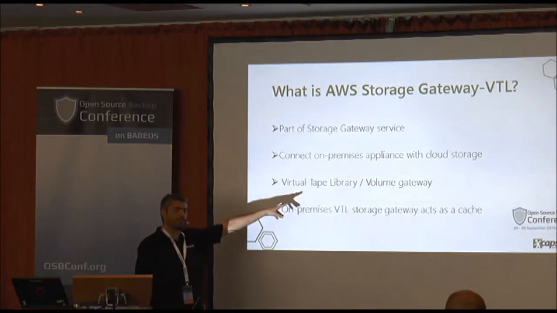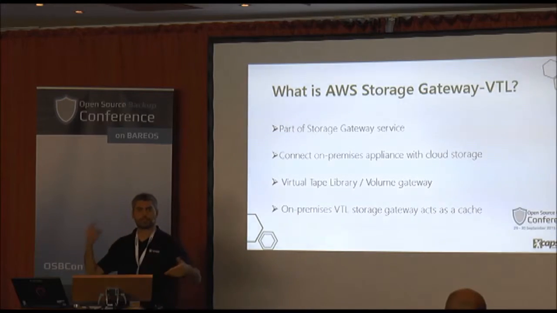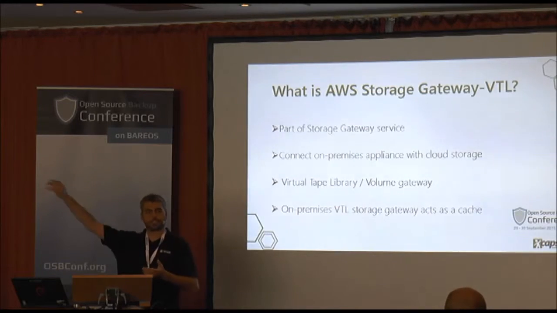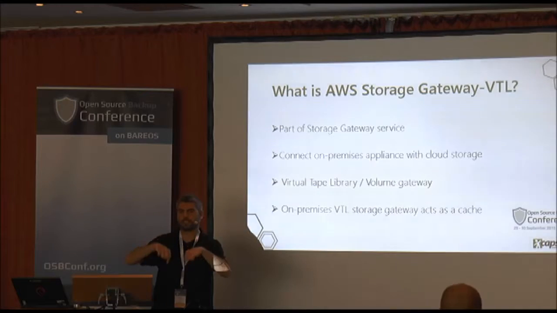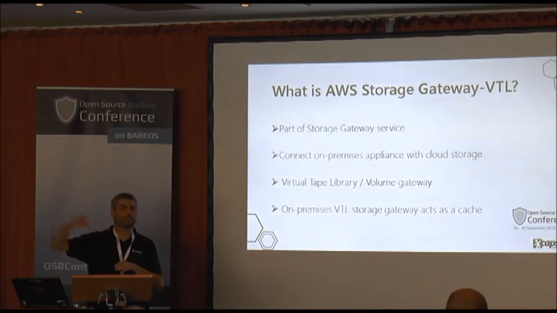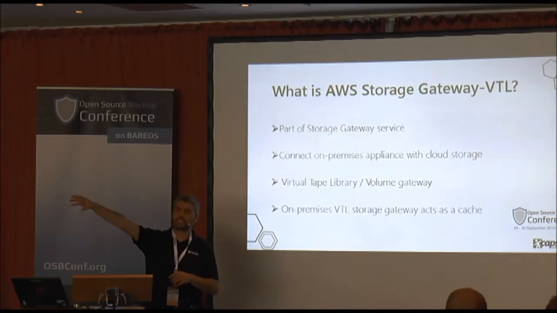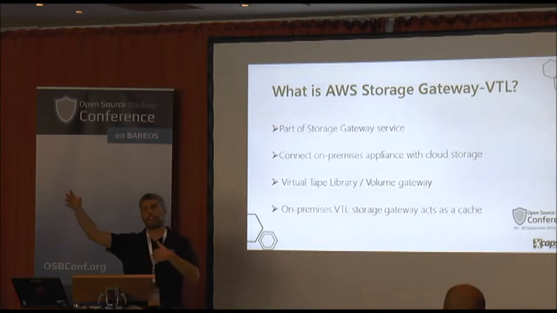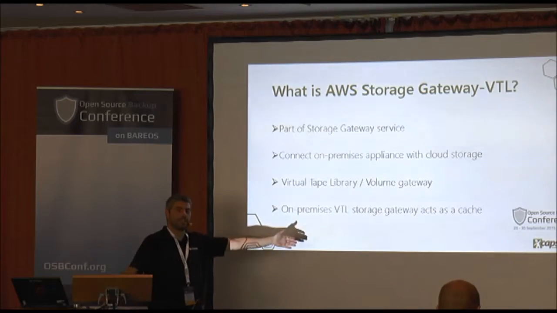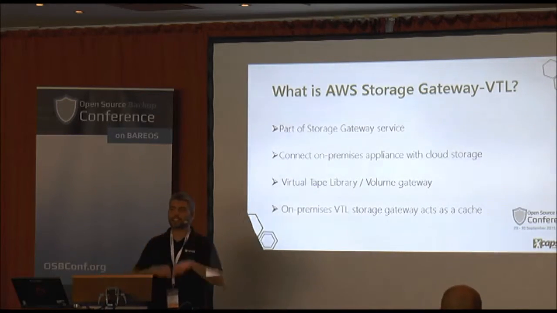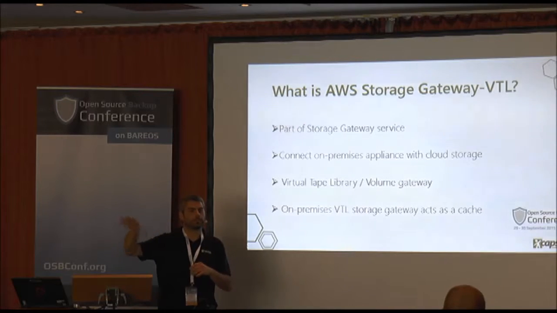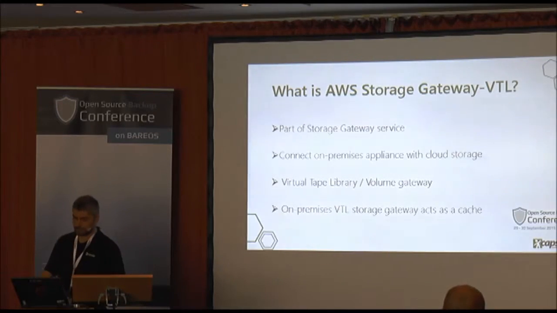We have two kinds of storage gateways. The first one is the VTL that I'm going to talk about in this talk. The second one is the volume gateway that is just like disks. You have your disks in the cloud and then you access them from your servers in your data center. Okay, you can have the original data in your data center and then go uploading to the cloud, or vice versa. You can have your original data in the cloud and then you have a kind of a cache in your data center. Okay? So that's what the VTL does. It's just a cache of your backed up data, and then the system goes uploading to the cloud.